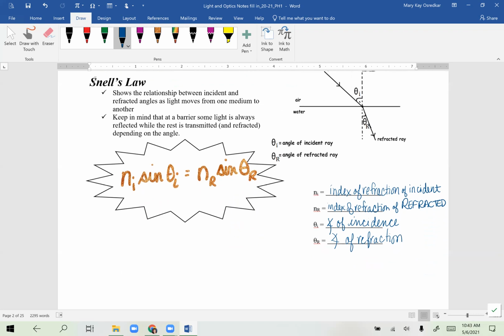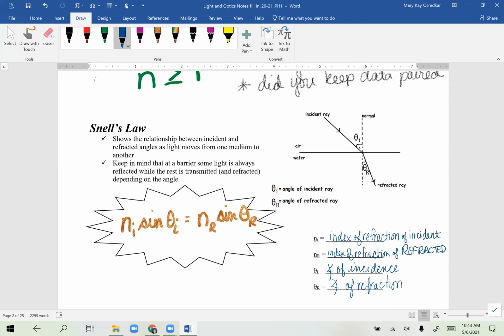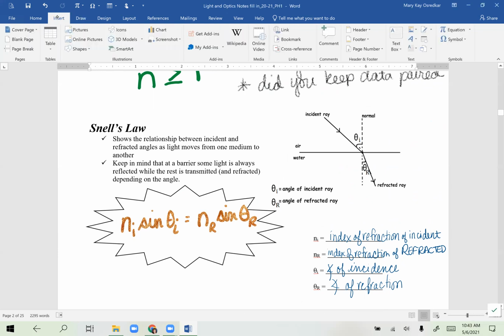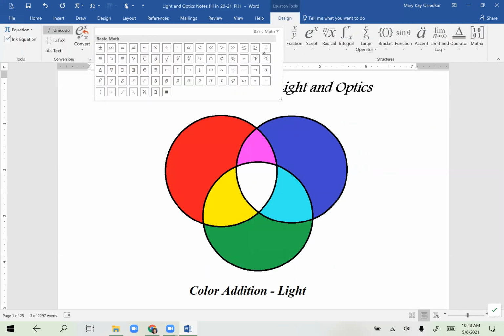We need to do a little problem solving here. Are you guys cool? Have we copied everything? By the way, if you are using Word to take these notes, may I suggest you get familiar with insert equation. You can type the equation and all the symbols are there, which is super awesome.